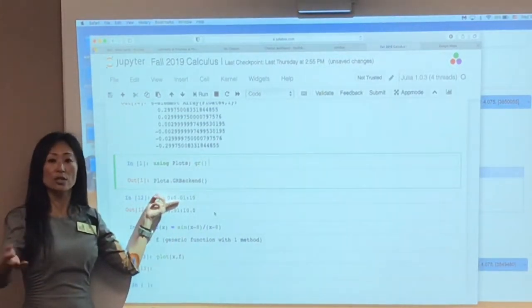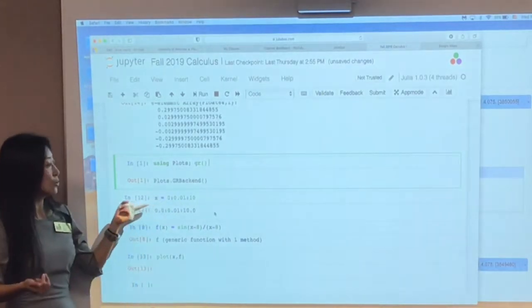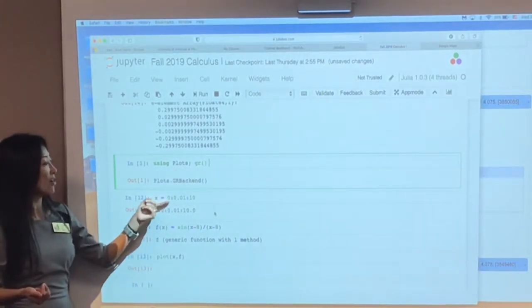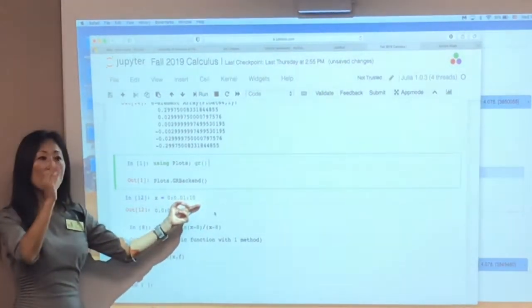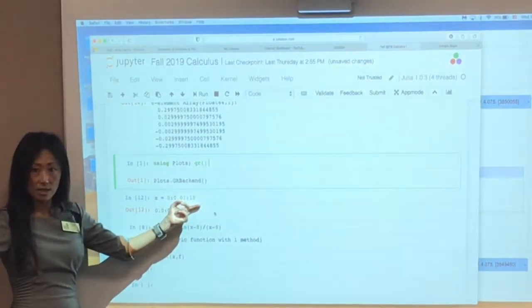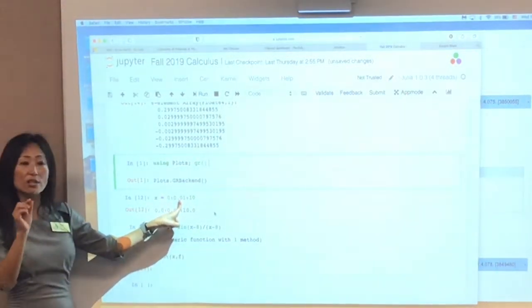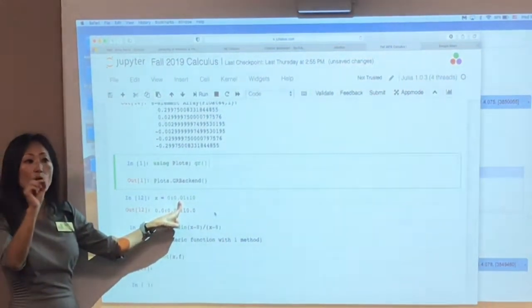So I chose x from 0 to where? 10. And then I want to know how to increment. Are you with me? This middle number right here is giving you how to increment. I said I want you to increment by what? 0.01. So the graph will be smooth.